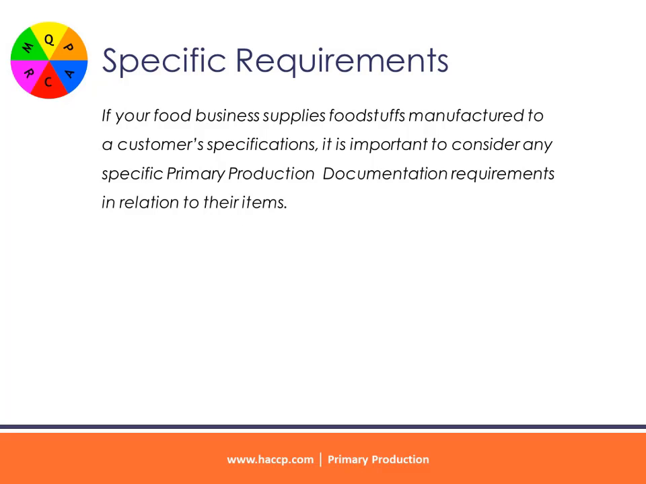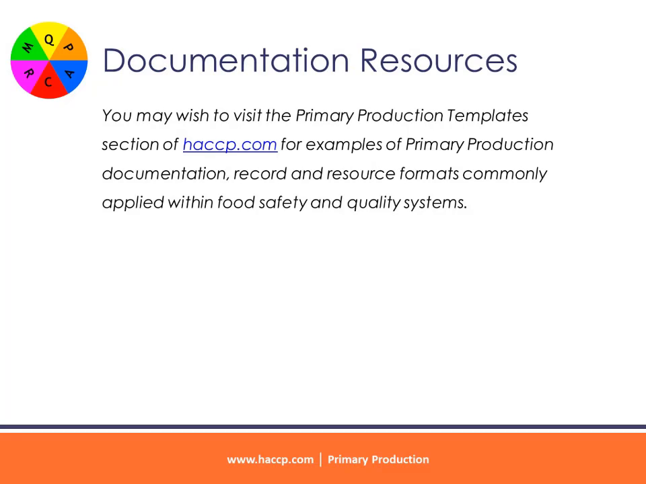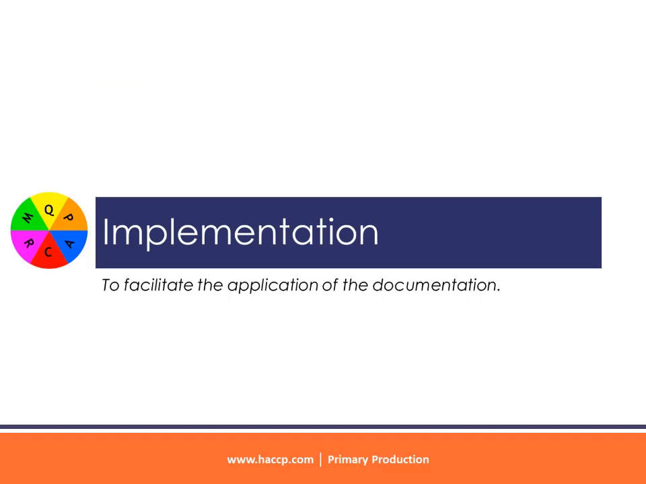If your food business supplies foodstuffs manufactured to a customer's specifications, it is important to consider any specific primary production documentation requirements in relation to their items. You may wish to visit the Primary Production Templates section of HACCP.com for examples of primary production documentation, record and resource formats commonly applied within food safety and quality systems.